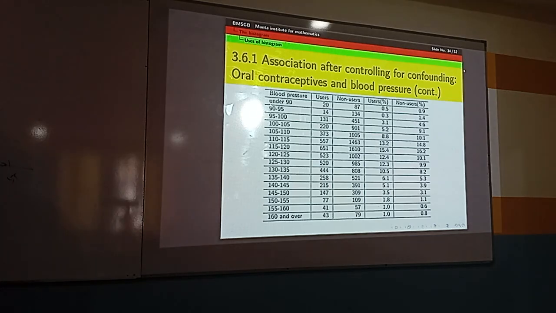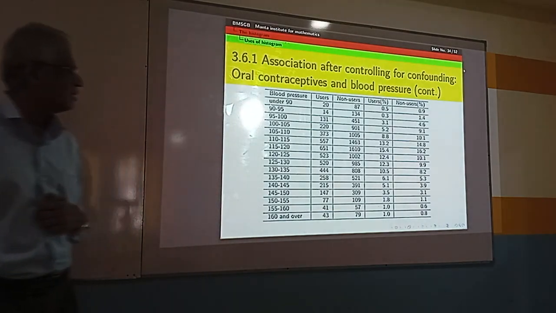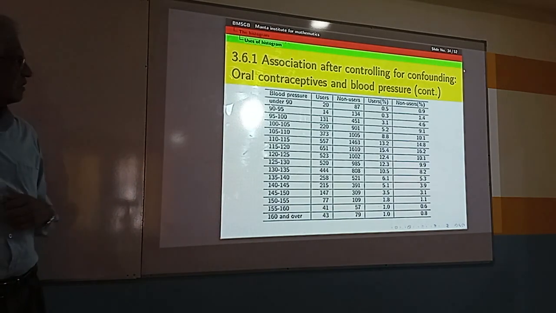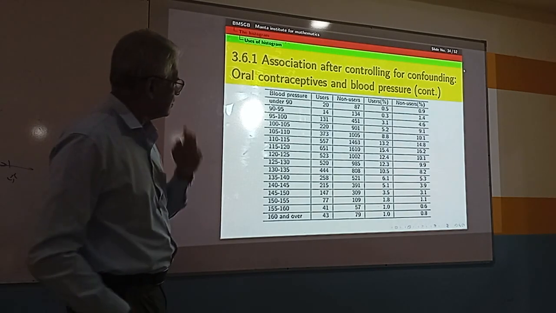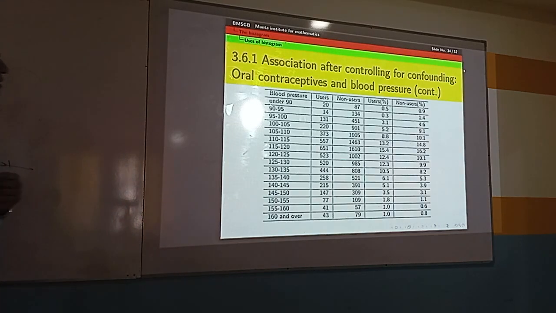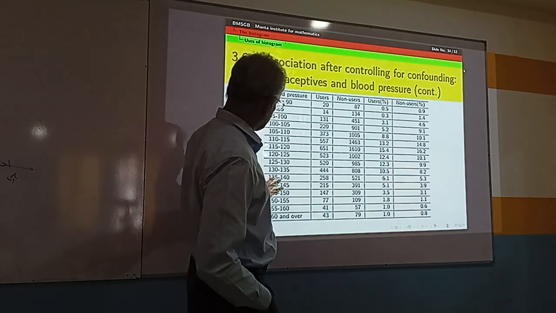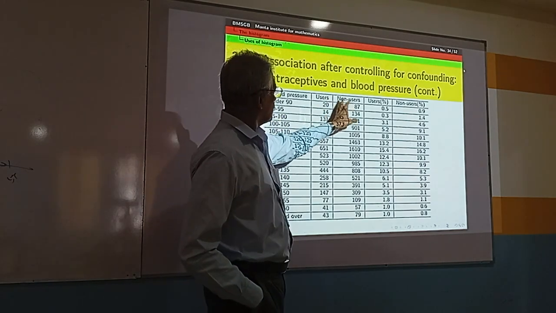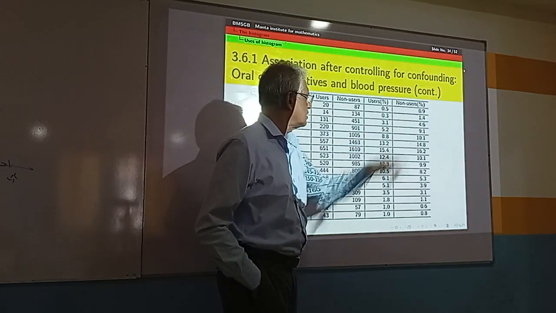So these are the data. Actually, these data were created by me, because they had given a separate data file for different ages, I think. No, actually, I just combined it. So these blood pressures are given as intervals for users and non-users. These are the frequencies and these are the percentages.